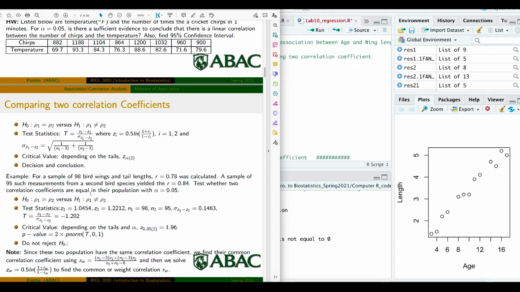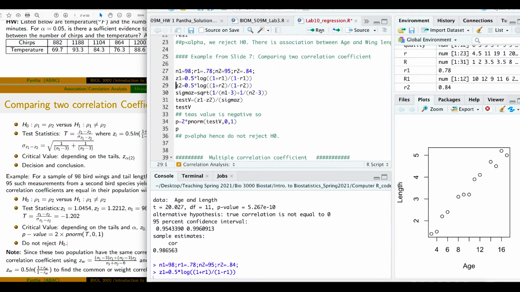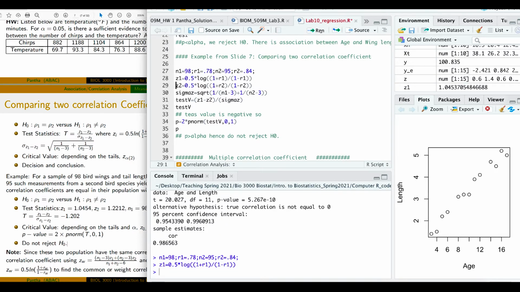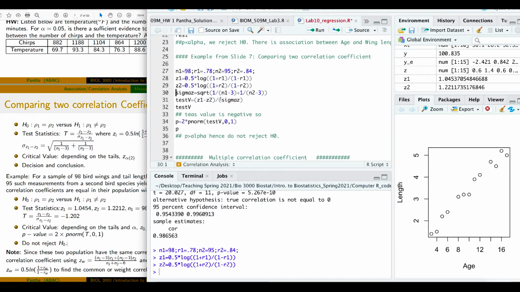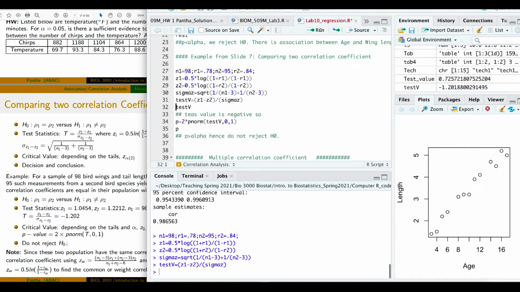So basically how I got these numbers, I did here. N1 is given, R1 is given, N2, R2 are given. So G1 is 0.5 times the natural log of that thing, right? In R, the natural log is basically log, like that. And then let me run all these. G1 is that much, and G2 is also found using that formula. Sigma G is also found using that formula, okay? That is sigma G. What is the test value? Test value is G1 minus G2 over sigma G. That's what I did. So that is the value of T.